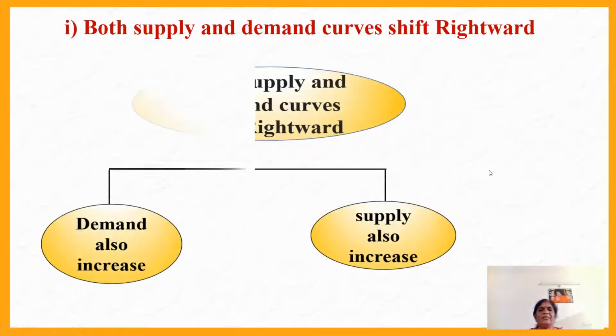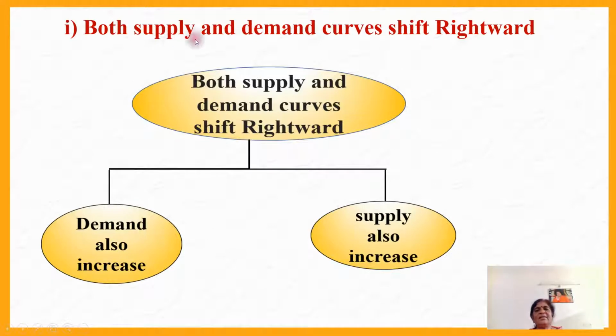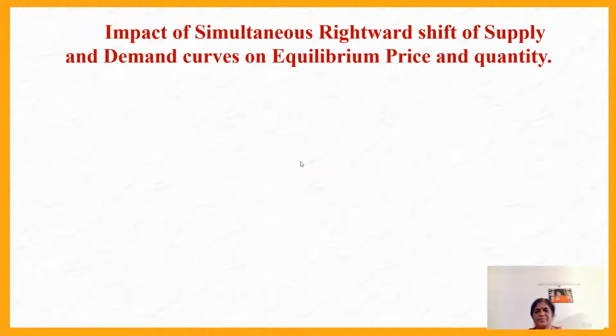And we are going to discuss in this slide both the supply curve and the demand curve shifting rightward at a time. Here, when you say rightward, what do you mean by that? Both the demand also increases and the supply also increases. That means when both the demand and supply curve shift rightward, we can conclude that quantity will increase.